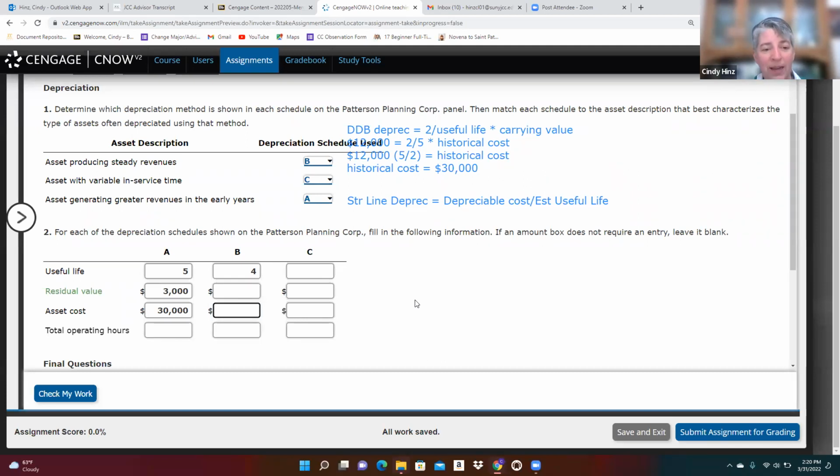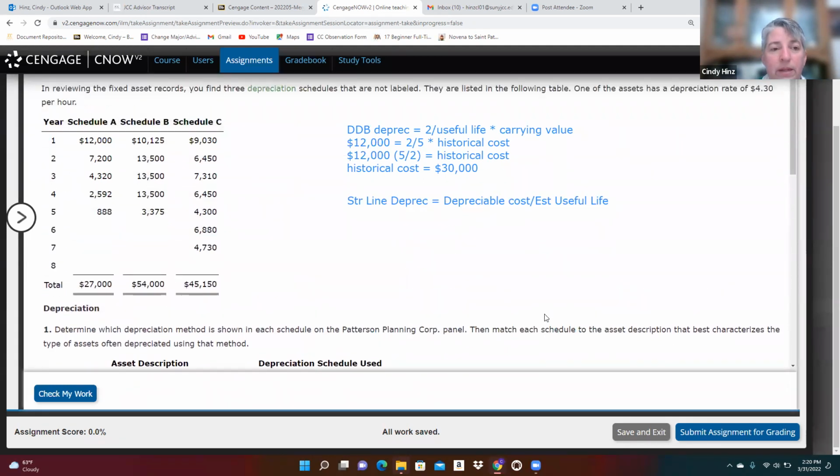And then finally, the total operating hours is not a relevant piece of information when we use the straight line method. And so really the only thing we can calculate from the information that's given for asset B is the useful life. And all the rest of those, we just need to leave blank. Questions on that?